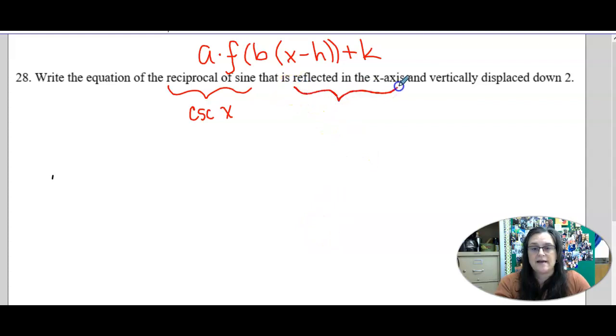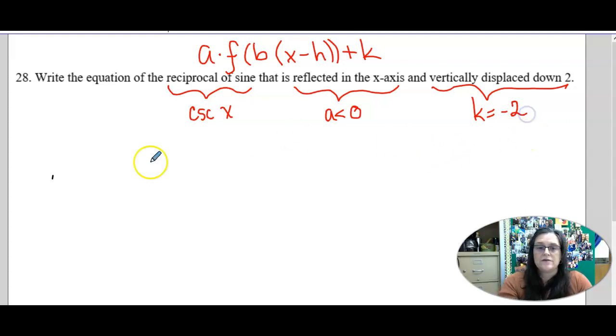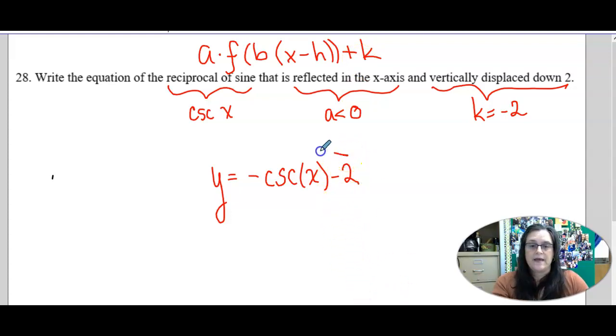It has been reflected in the x-axis. That tells us that the a out front, that coefficient on the function, is negative. So a is less than 0. And then vertically displaced down 2, that's the k, the vertical displacement. And since we're going down, the k is going to be negative. So when we put that information together to write the equation, a is negative, the type of function is cosecant. There's been no phase shift and no change in period, so we just have an x. And then the vertical displacement is down 2, and we subtract 2 from the end for the k. And that would be the equation that meets those criteria.